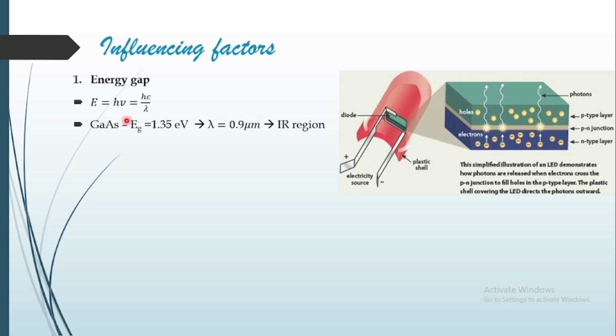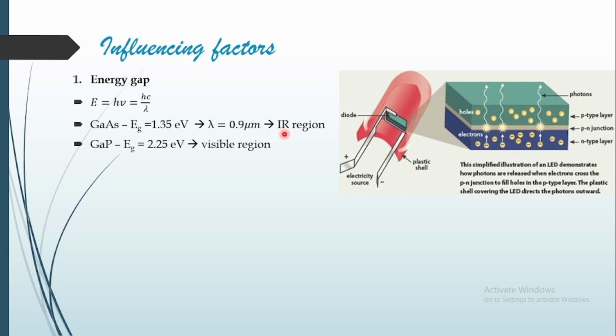For example, gallium arsenide has an energy gap of 1.35 electron volt, let us say. It means that the corresponding wavelength which it is going to emit is equal to 0.9 micrometers, and this wavelength lies in the IR region. So we can say that gallium arsenide is going to emit infrared radiation.